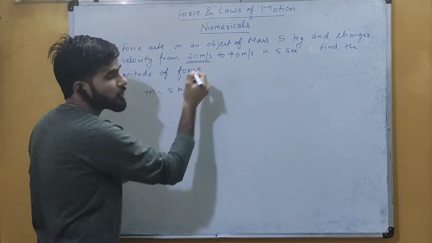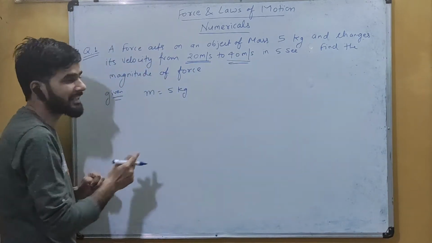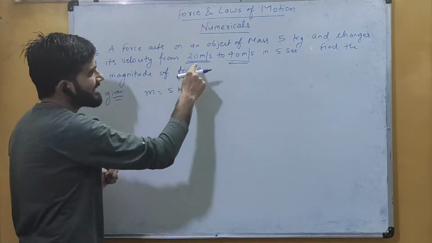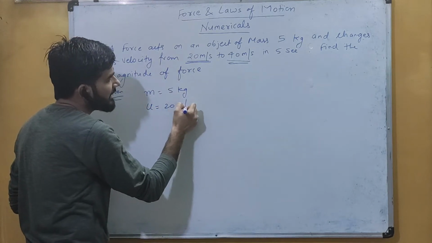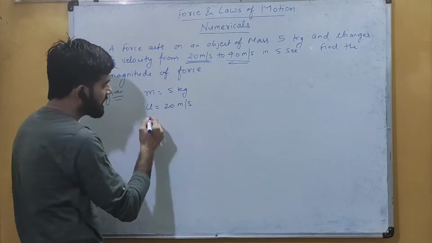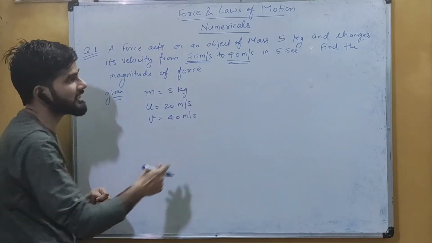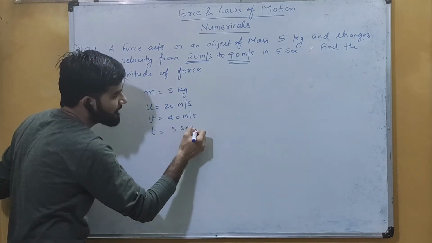मतलब यहाँ पर starting में velocity कितनी है? 20 meter per second, and that is changing to 40 meter per second. So you can say this is the initial velocity and this is the final velocity. And this initial velocity is represented by u. u is equal to 20 meter per second and v is equal to 40 meter per second, and that velocity is changing in 5 seconds. So I can write time is equal to 5 seconds.